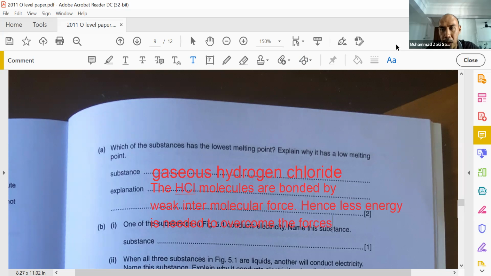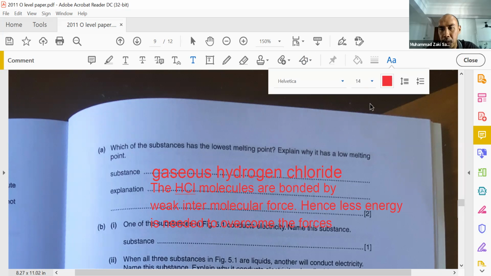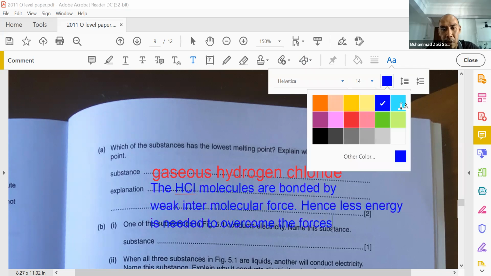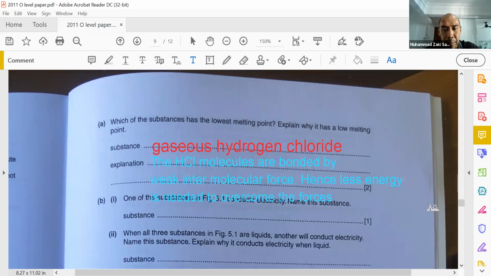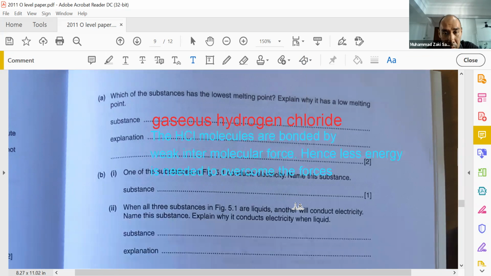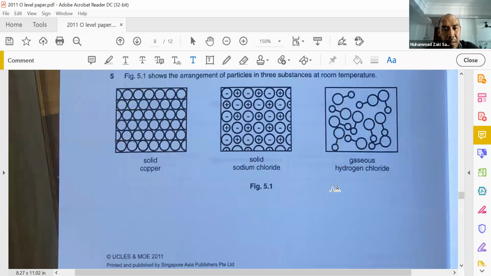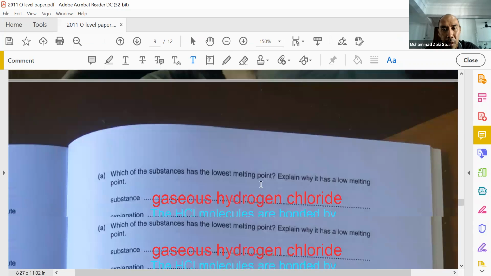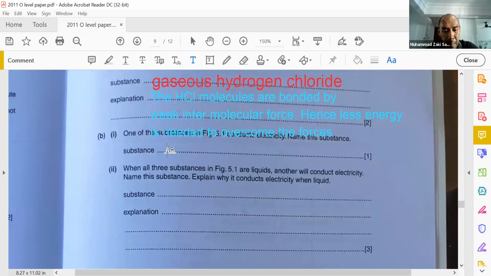I think I'll change the color of the font. Okay, next. I need to move this thing up. Okay, one of the substances can conduct electricity. Name the substance. Of course, the one that can conduct electricity should be solid copper.